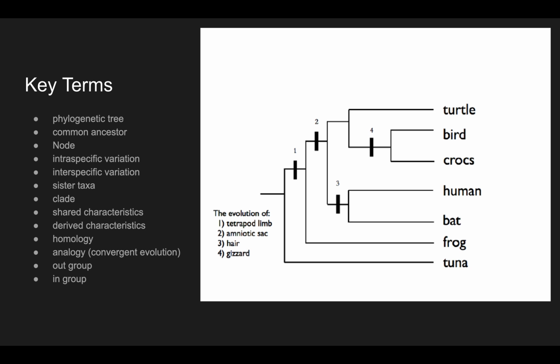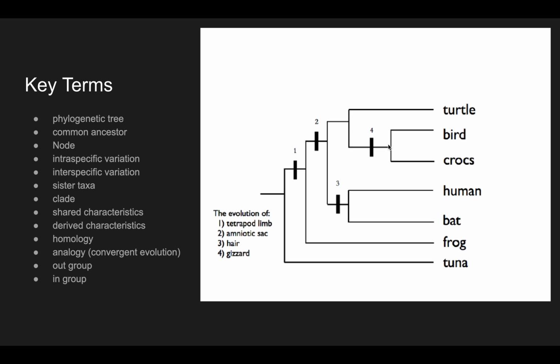So it's not over time. They're not saying through this diagram that a turtle came before a bird, or that humans came before bats. It's not a timeline. It's simply showing evolutionary relationship, right? So the way you can read this is based off of the nodes and based off of the organisms at the end. So what is a node?